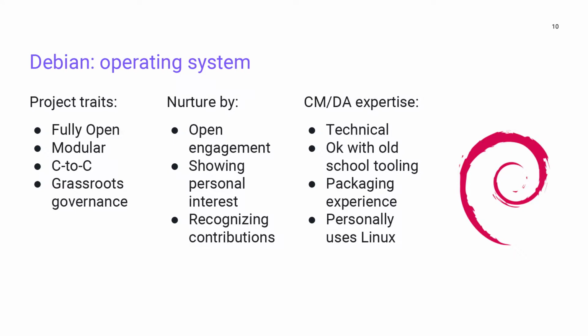The way you nurture this kind of grassroots community is open engagement. Everything in the community is done in the open. You show personal interest in people who are working on the project. I mentioned that I had a really good mentor when I started, and that was incredibly valuable. The project also recognizes contributions. There are members of the Debian project based on the work they do, and there are also Debian developers who actually have access to upload things to the Debian archives.